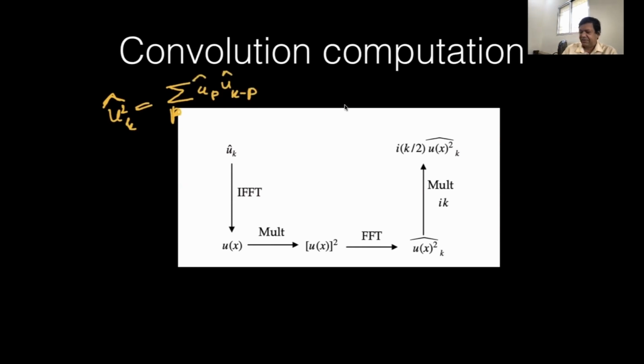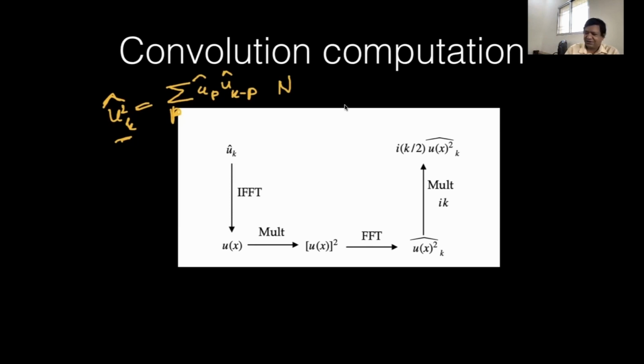For every k, how many multiplications will there be? It will be N multiplications, where N is the number of Fourier modes. And there are N values of k, so there will be N squared multiplications, and additions as well. Which is very expensive for large N.